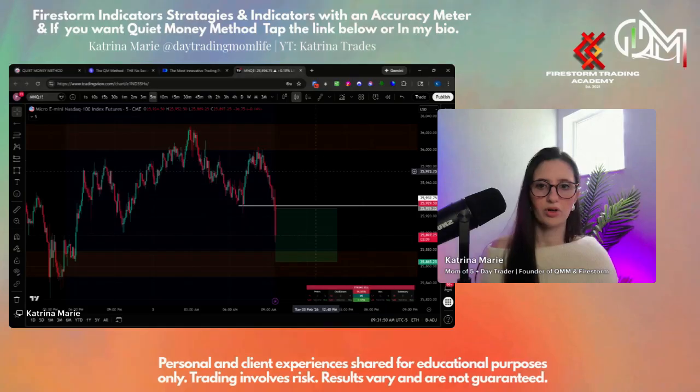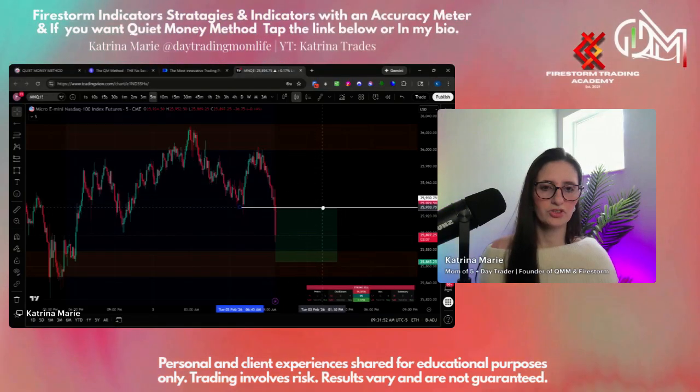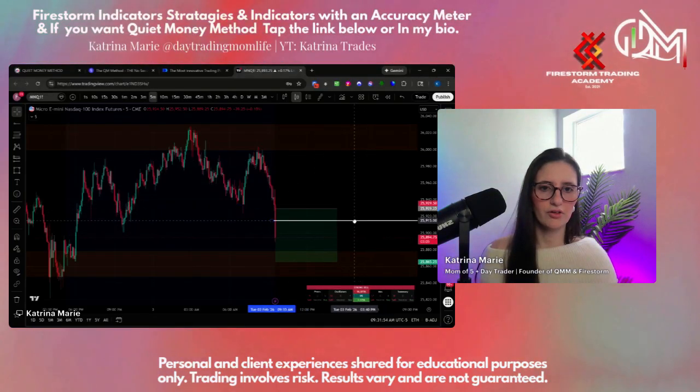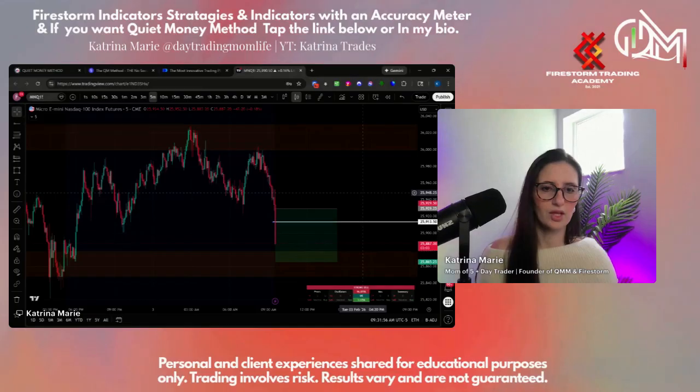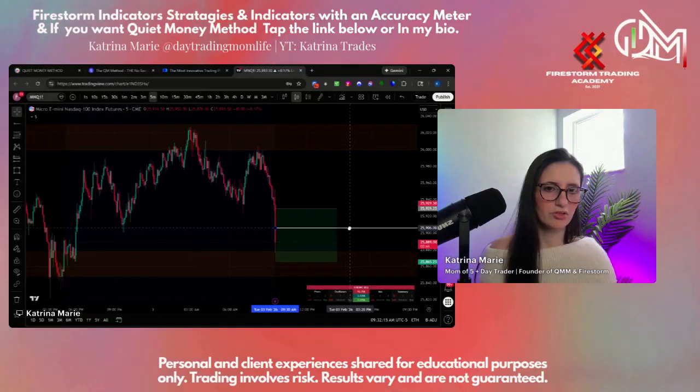Here we go. I'm trailing my stop. My trailing stop is right here right now. Are we going to hit full take profit? That'd be beautiful. Moving my trailing stop down, just letting you know where I trail it to.